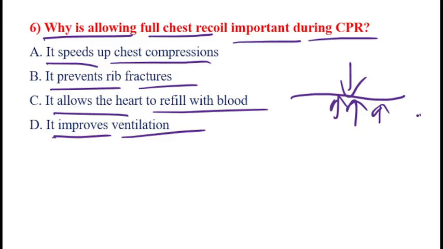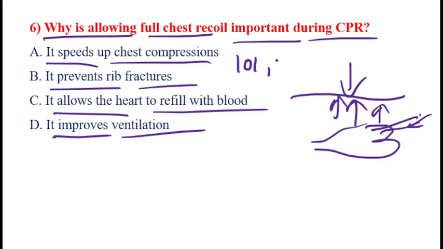The heart is located below the chest, so we are allowing the heart to refill with blood. That is the reason why we have to allow the chest to recoil completely during chest compression. That is the reason why we count 101, 102, 103, 104.